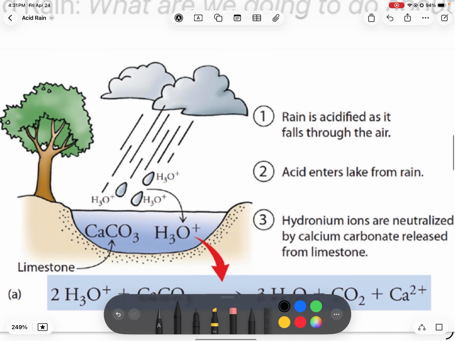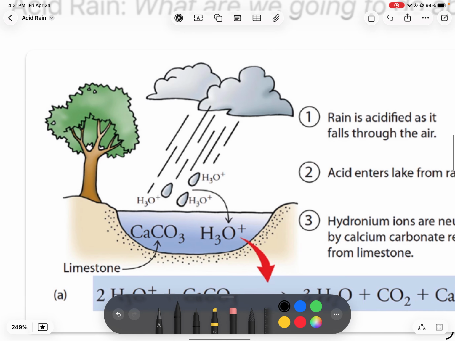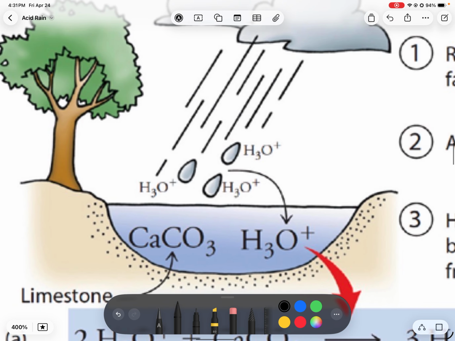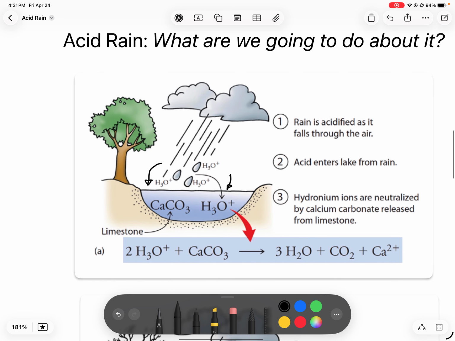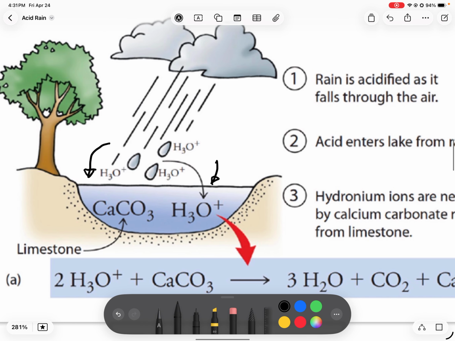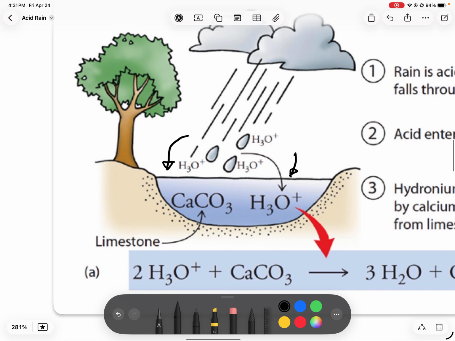But not only that, it's going to enter lakes. And it's acidified, so it enters the lakes as acid. You can see here the H3O+, or hydronium. That means it's an acid. It's entering the lake right here. And what you're getting is hydronium in the water. And as our third step here, most lakes actually contain a compound called calcium carbonate. It's this here, CaCO3, also known as limestone.